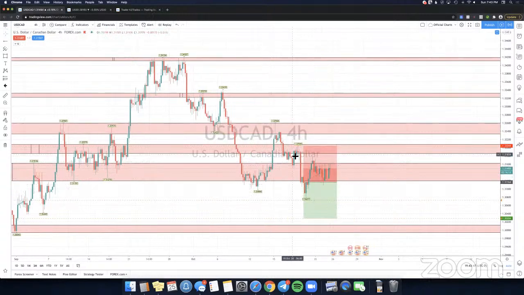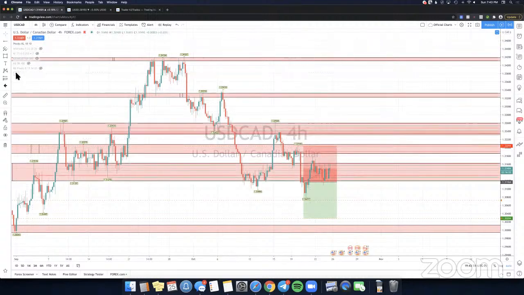But, like I mentioned, it's a brand new week, so anything can happen during this week. That's why I don't like to hold trades that long. But let's go ahead and see if the zones are in the same area as last week.